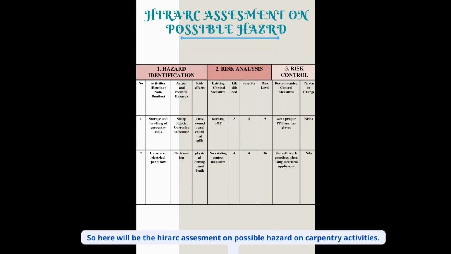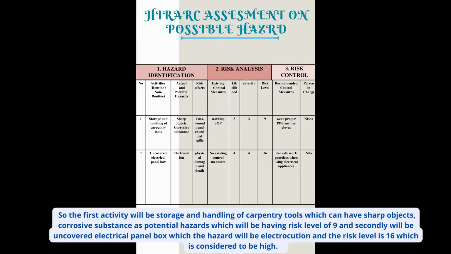So here is the hierarchy assessment of possible hazards in carpentry activities. The first activity is storage and handling of carpentry tools, which can have sharp objects and corrosives as potential hazards, with a risk level of 9. And second is the uncovered electrical panel box, where the hazard is electrocution, and the risk level is 16, which is considered to be high. Next slide.